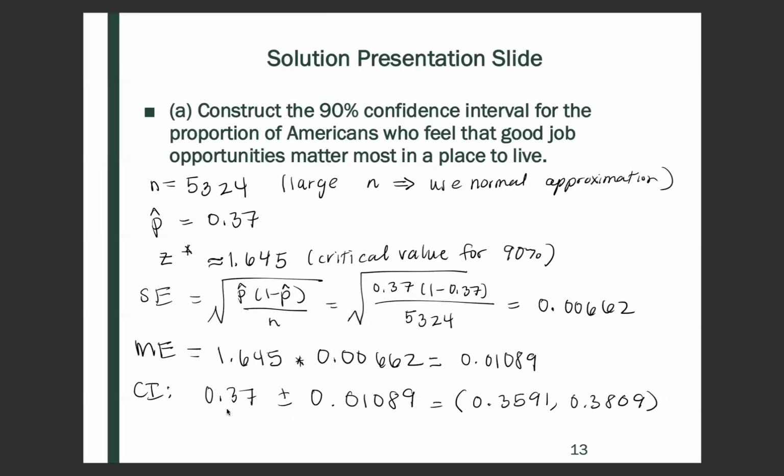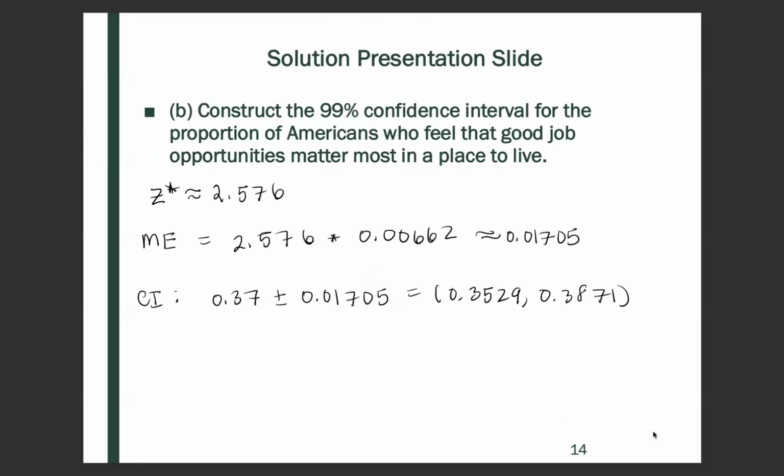And then we take our p hat plus minus our margin of error to get a 90% confidence interval with the lower bound of 0.3591 and the upper bound of 0.3809.